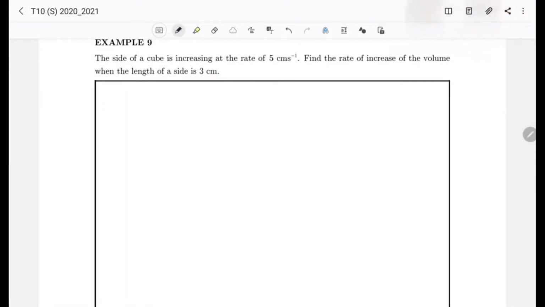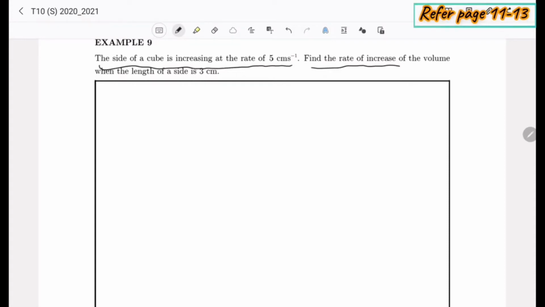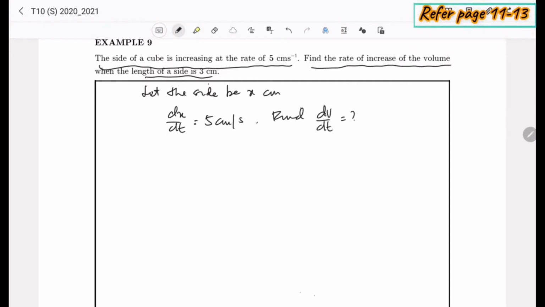Let's look at the first example. The side of a cube is increasing at the rate of 5 cm per second. Find the rate of increase of the volume when the length of a side is 3 cm. So let the side be x cm. So we are given dx/dt to be 5 cm per second. So we need to find dV/dt when x equals 3.